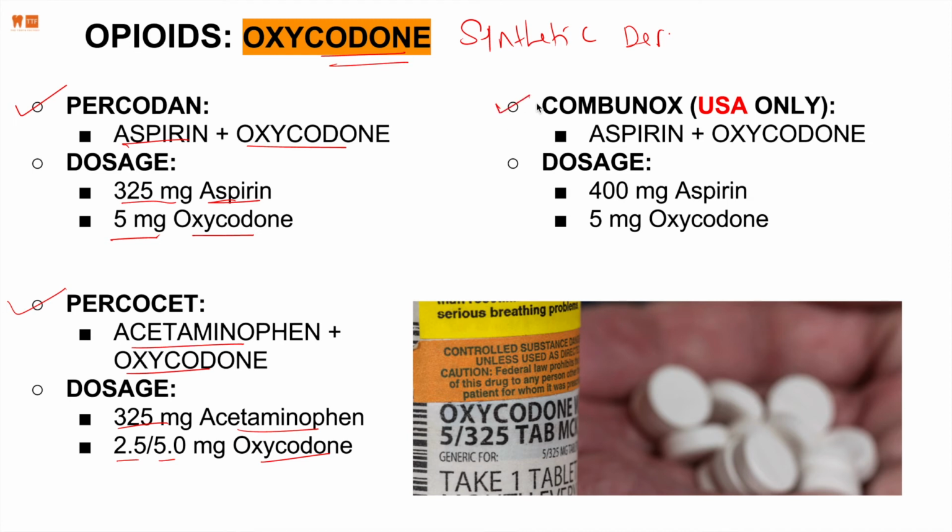And last, this is only in the US and INBDE edition only, not for AFK, this point right here. It's when aspirin and oxycodone are mixed together. We have 400 milligrams of aspirin with 5 milligrams of oxycodone. This is only for the US, this combination, 400 milligrams and 5 milligrams.